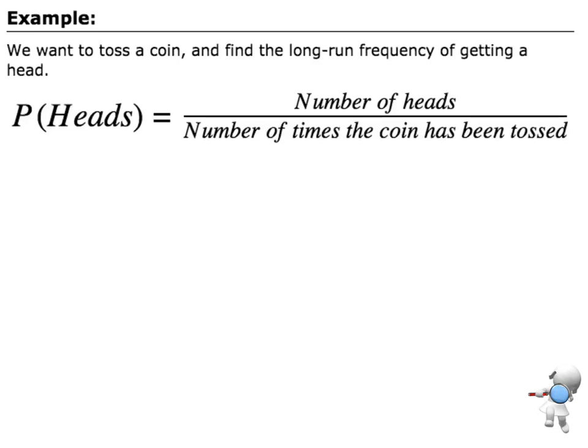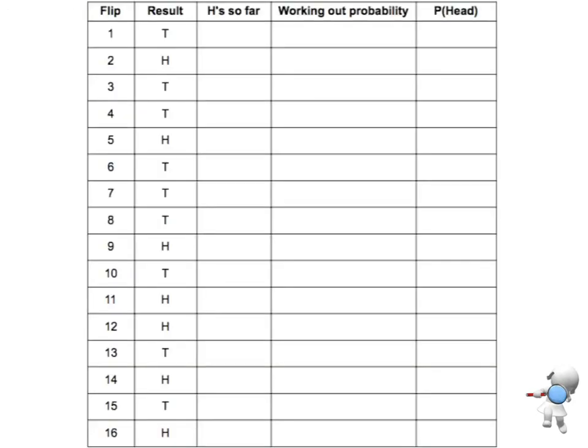So, just reminding you, if we're tossing a coin, we want to find the chance of getting a head. We count up how many heads there are divided by how many times the coin has been tossed. I've got some results here from 16 different trials. The first time I toss a coin, I've got a tail. So how many heads are there so far? There aren't any. So the probability of a head is 0 out of 1 toss, which is 0.